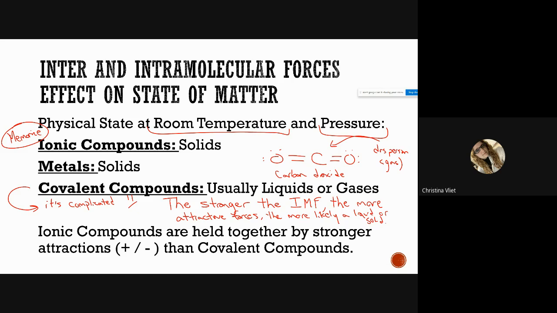All right. Ionic compounds are held together by much stronger attractions than covalent compounds. Why are ionic compounds always solids, whereas covalent compounds could be liquid, solid, or gas? What do you think? So like sodium chloride, solid. Calcium carbonate, solid. Ammonium chloride, solid. I can pick up any ionic compound and go to my cabinets and be like solid, solid, solid, solid, solid, solid. Why are all ionic compounds solid, but only some covalents?